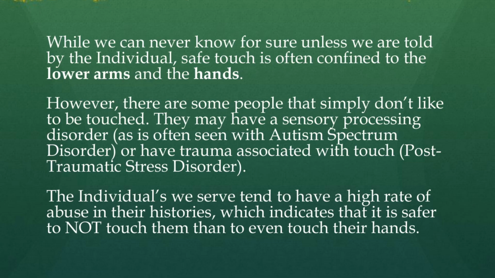Touch sensitivities. While we can never know for sure unless we are told by the individual, safe touch is often confined to the lower arms and the hands. However, there are some people that simply don't like to be touched. They may have a sensory processing disorder, as is often seen with autism spectrum disorder, or have trauma associated with touch, post-traumatic stress disorder. The individuals we serve tend to have a high rate of abuse in their histories, which indicates that it is safer to not touch them than to even touch their hands.